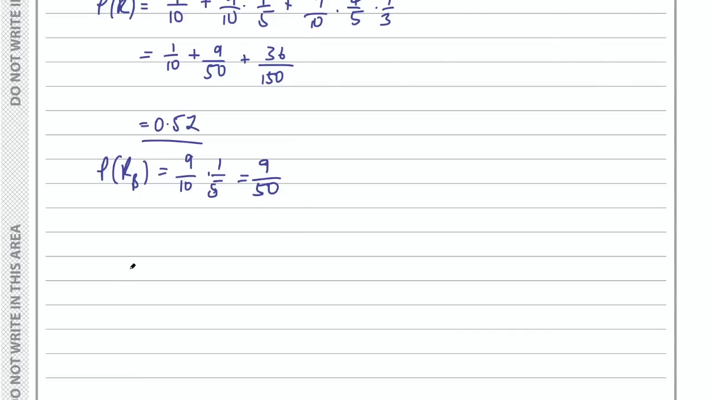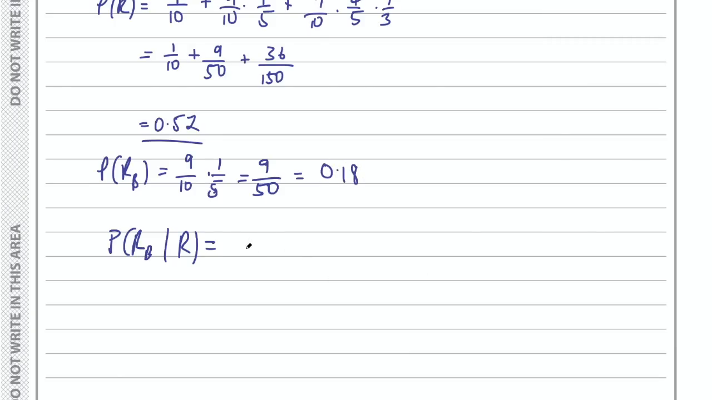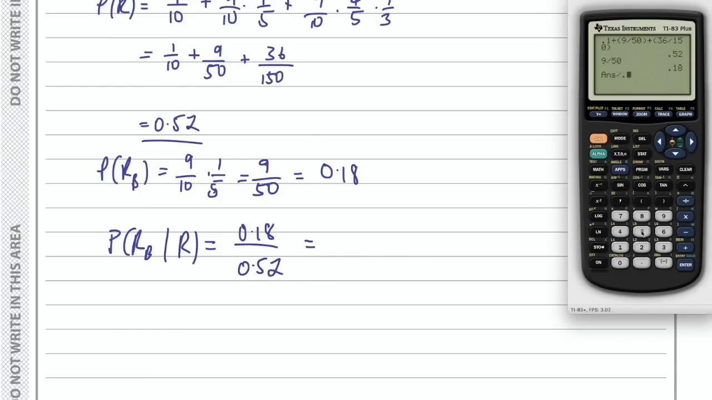As I said, the probability of the red marble from bag B being selected, given that the marble is red, is these two things divided. So let's get a decimal answer for that. 9 over 50 is 0.18, so this is going to be 0.18 divided by 0.52. And for a final answer, I get 0.346, and so on.